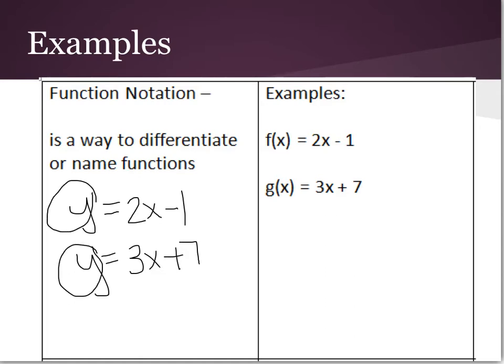So the y is changing, and it changes to things like f of x or g of x. You'll have a letter that names the function. That's the first letter, the f or the g, and you can use any letter other than the variable. And then inside of parentheses, you have the independent variable or the domain values. So the first one would be read f of x equals 2x minus 1, and the second one is g of x equals 3x plus 7.